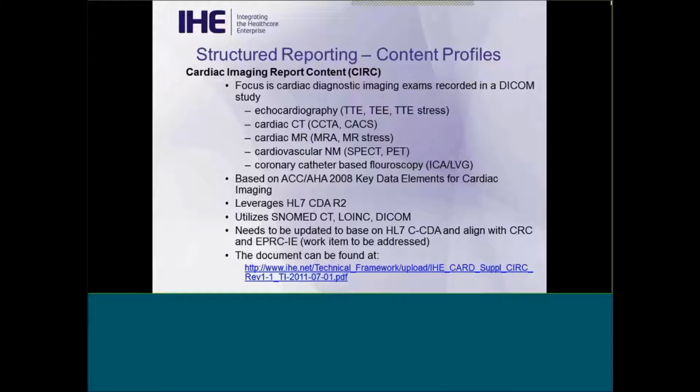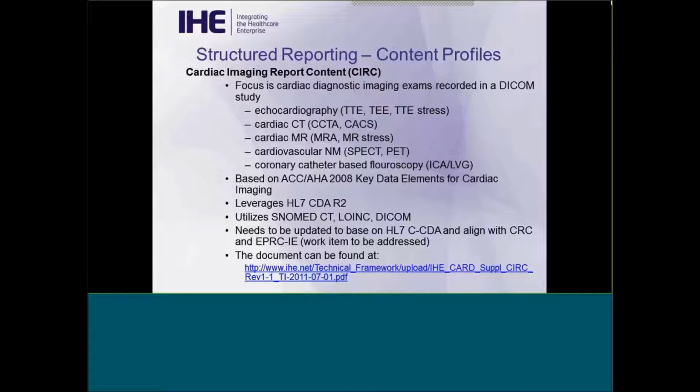And so this is Chris back in. One of the actually the first content profile that Cardiology Domain produced and focused on was for diagnostic imaging exams. And this was several years ago, and is focused on these specific imaging exams, which were generally associated with, actually had a DICOM study. In fact, we require a link to a DICOM study for this report.